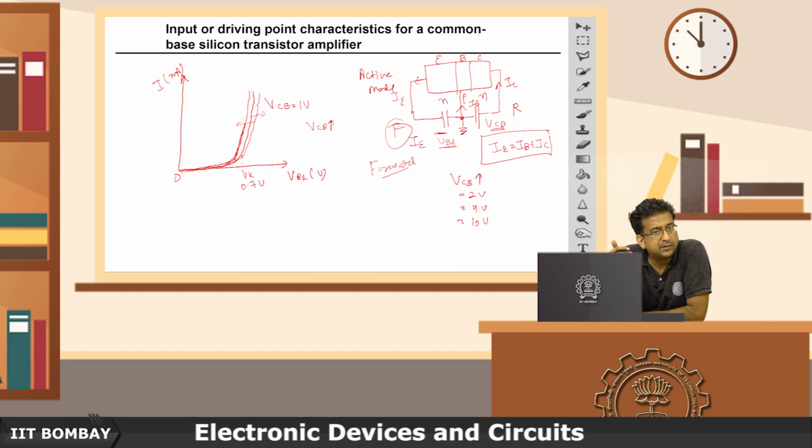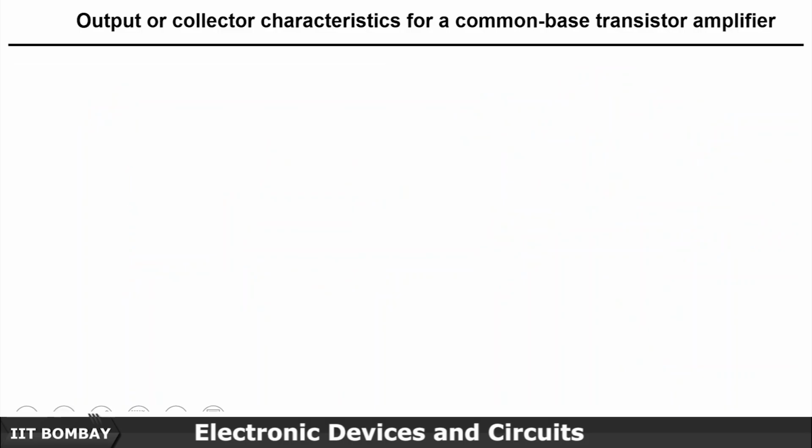With an increase in VCB, the curve will shift in this direction. The explanation is that when you are increasing VCB, you are basically increasing the reverse bias, so the depletion region will increase. So more current will reach the collector, so there will be less base current and IE will be more. And if we talk about output characteristics, let me just draw the output characteristics.